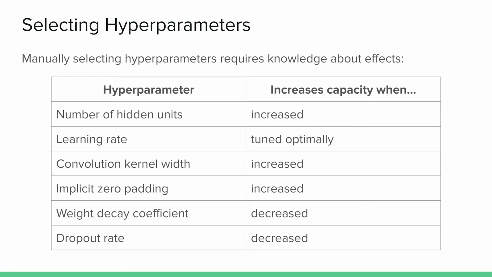And one more hyperparameter that we're talking about here is the dropout rate. That's also one way of regularizing your network, by using something called dropout, where you randomly deactivate certain neurons. And if you increase the number of neurons that you're disconnecting temporarily, you're also decreasing the capacity.